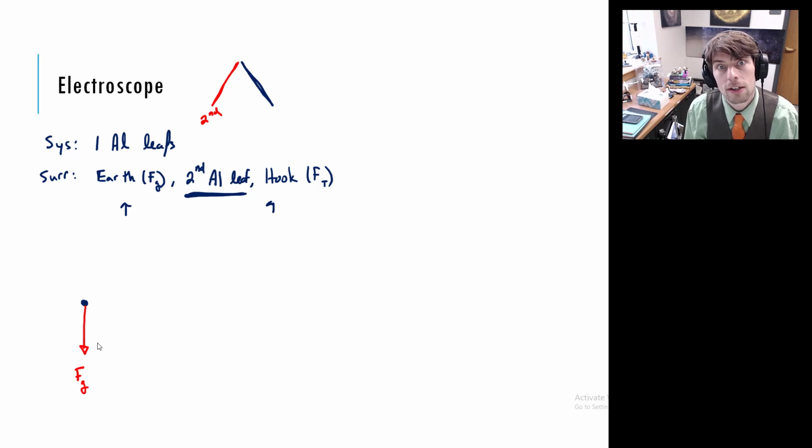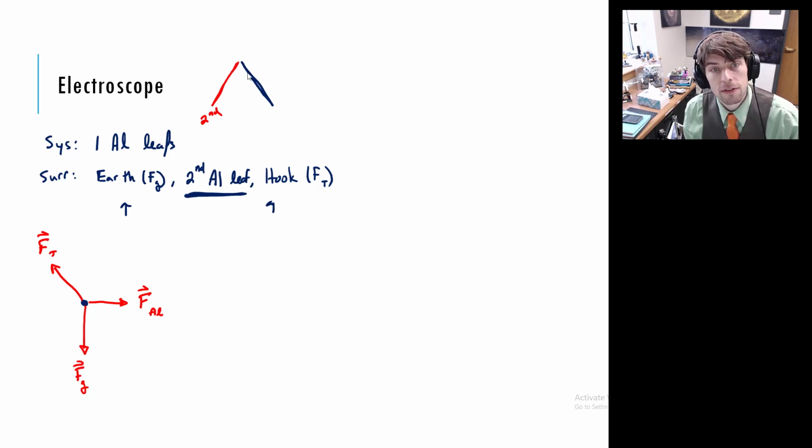What direction would that interaction be? Yeah, good. We'll estimate it as going to the right here. So I'll put that as the force of the aluminum leaf. And the force of the hook? Yeah, good. Along the length of the aluminum leaf. So I'll put the tension force here. Okay? So next question for you.